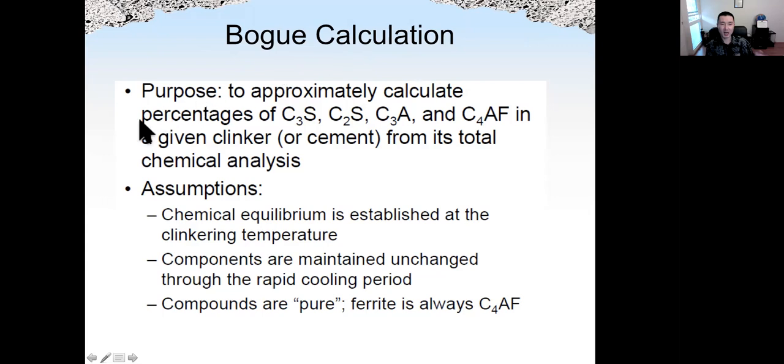The purpose of this calculation, called bulk calculation, is to easily estimate the percentage of these compounds based on XRF, based on the chemical analysis, by knowing the oxide percentage. There are some assumptions to use bulk calculation. You can just read from here. You don't need to understand the details why, but just remember we have some assumptions when we estimate the percentage of compounds based on bulk calculation.